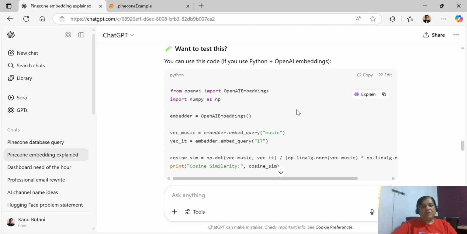I hope you have understood a lot about the Pinecone embedding and how it helps us come to a result which is quite similar and quite correct. We'll get the correct answer to our question once we use this Pinecone database.